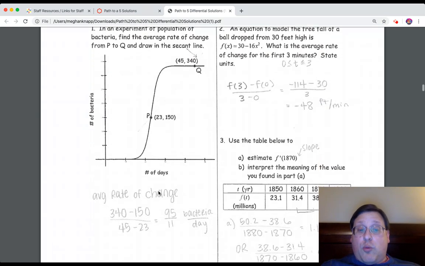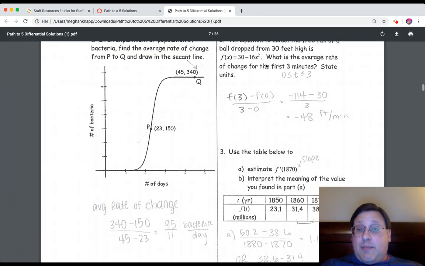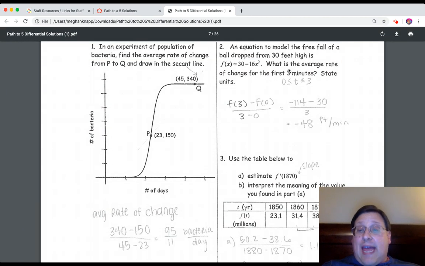So for number 1, we're just finding the slope between these 2 points, and that gives me change in y over change in x is bacteria per day. Similarly here, we're looking at the average rate of change over 3 minutes. So we looked at the values of the function at 3 and 0 and took that difference over 3.